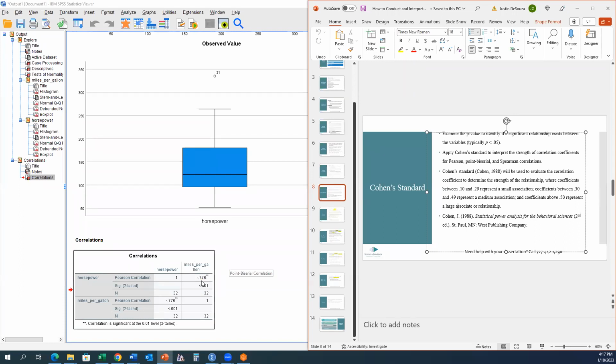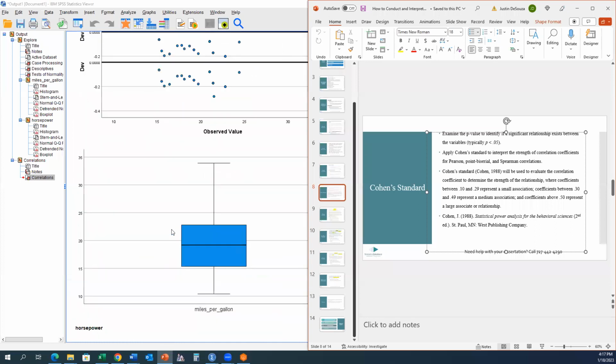So collectively, we have a significant relationship between horsepower and mileage. It is an inverse relationship, meaning that as horsepower increases, mileage tends to decrease. And vice versa is true as well. As mileage increases, horsepower tends to decrease. And the correlation coefficient indicates a strong or large association. This was the Pearson correlation.